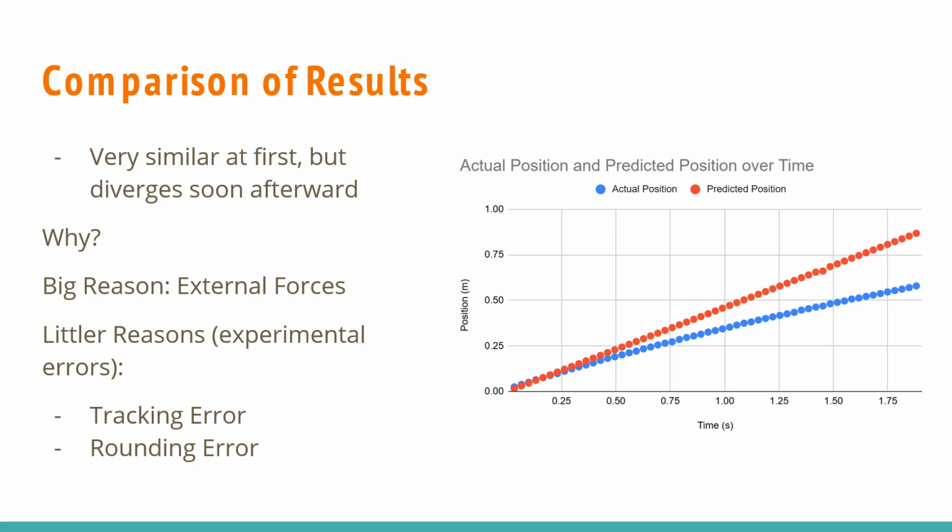They're very similar at first, but they diverge soon afterward. Why? Well, the big reason is that there are external forces acting on the ball. Tables have friction and air resistance exists, which means the ball is getting slowed down in the x direction, which is the main reason for the dip. There could be little reasons though. There could have been a tracking error. I could have clicked a point that is not the center of mass in the ball, but very close. And then there could have been rounding errors in my calculations as well.